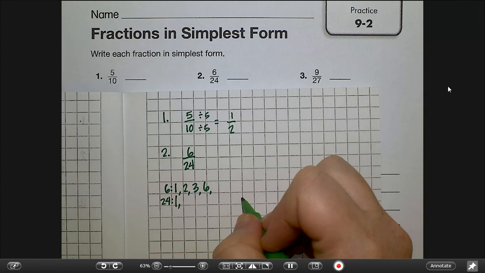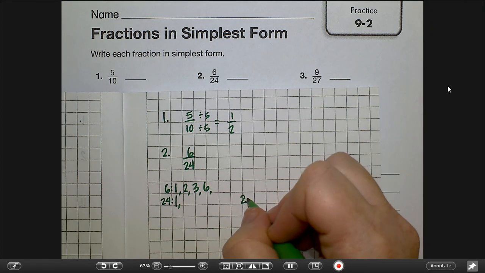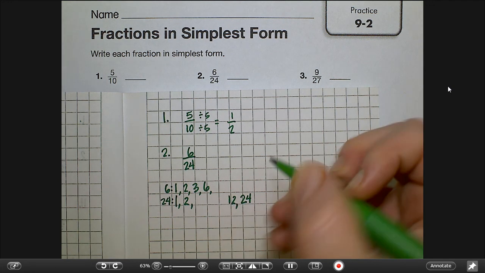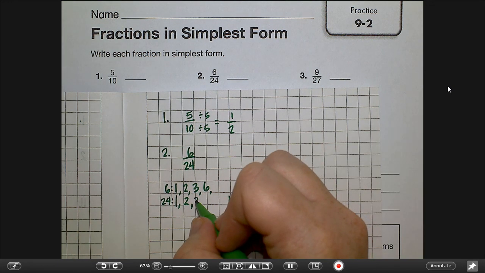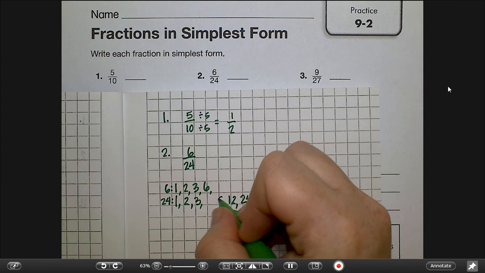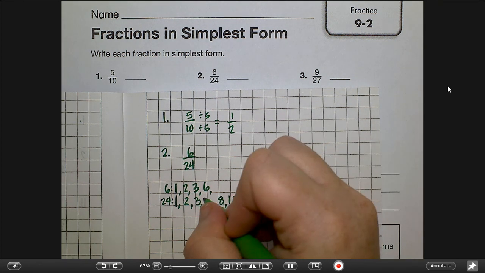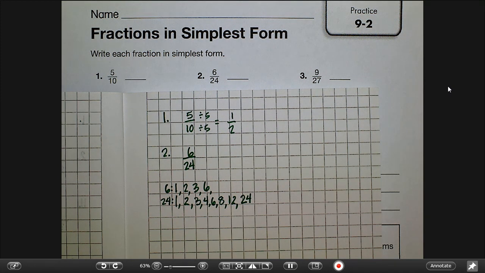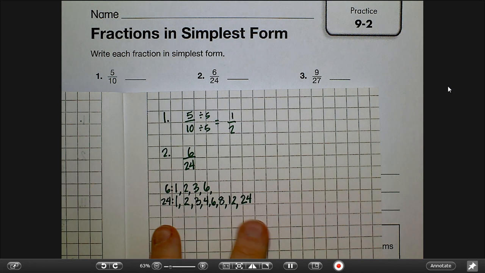Let's see. 1 times 24, 2 times 12, 3 times 8, and 4 times 6. Wow, 24 has a lot of factors. Okay, so each of these numbers that I wrote down can be multiplied together to get to 24.